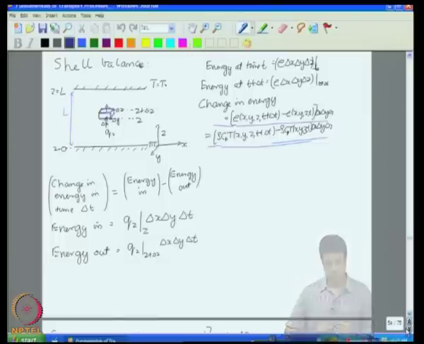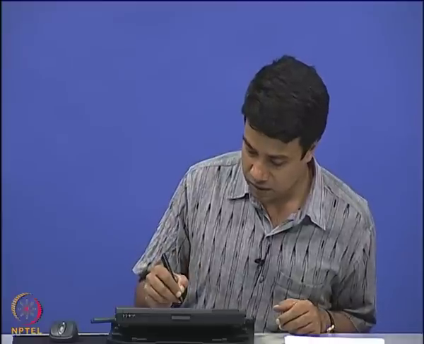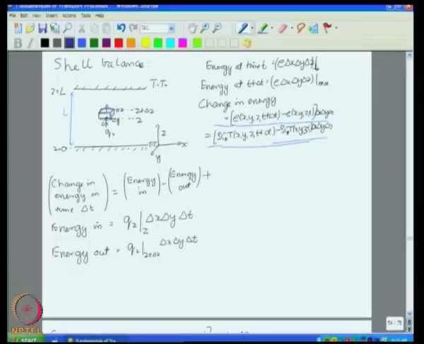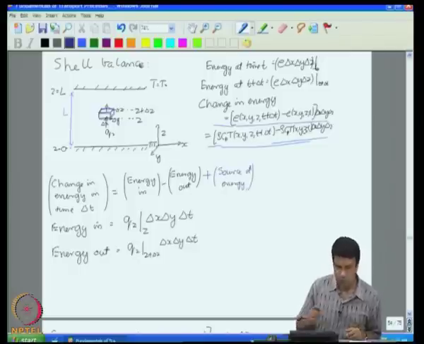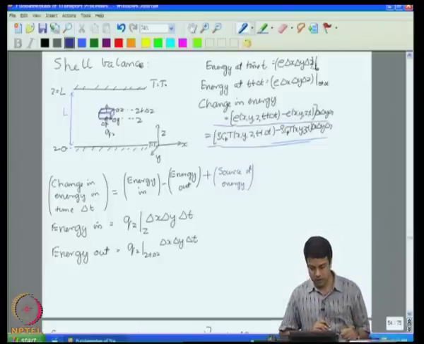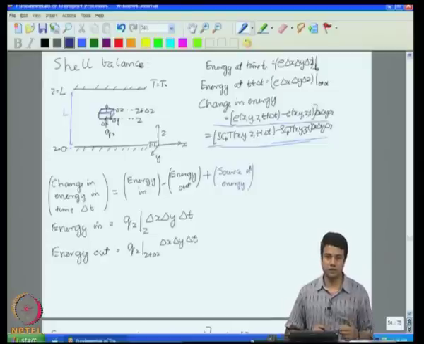So, in general, if one were to include these energy production or consumption rates, one would have to modify this equation to include an additional term of the form source of energy within this differential volume. So, this additional source of energy is the energy that is produced within that differential volume within the time delta t.